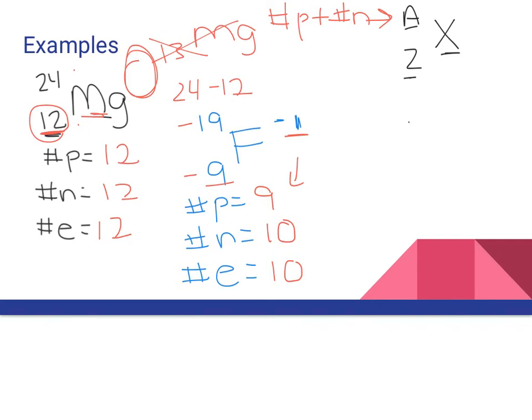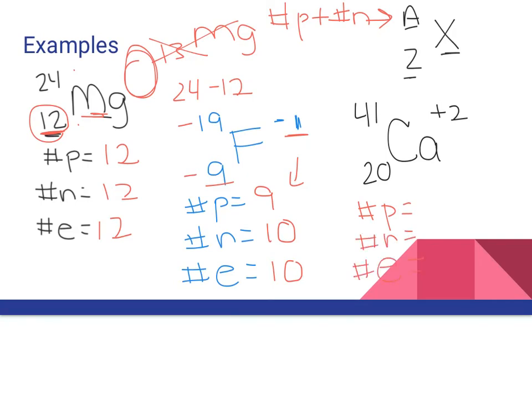If we look at one more example, here I'm going to deal with calcium, 20, 41 with a +2 charge. Once again, I want to determine the number of protons, the number of neutrons, and the number of electrons. The bottom number tells me the number of protons, 20. Top minus the bottom number gives me the number of neutrons, which would be 21.